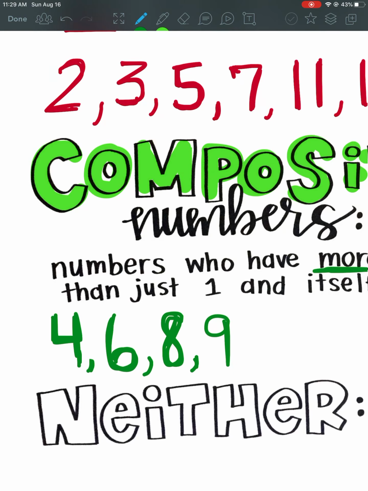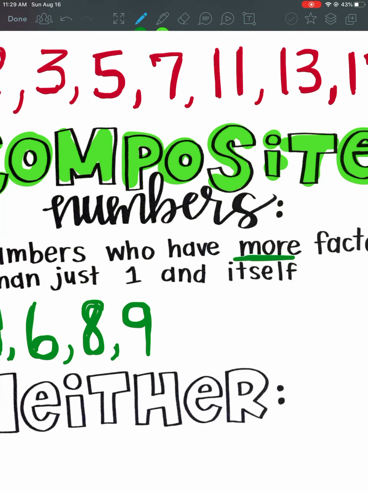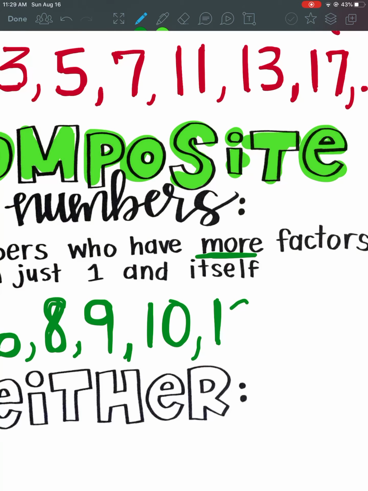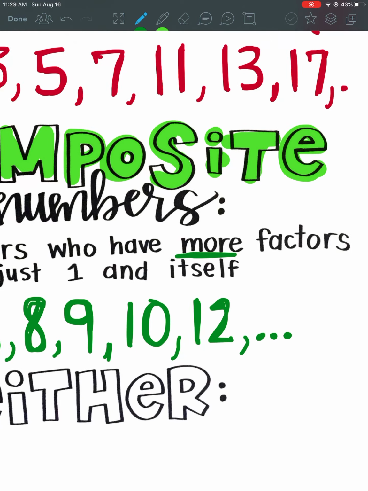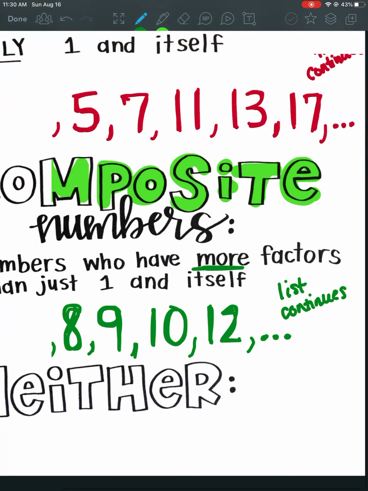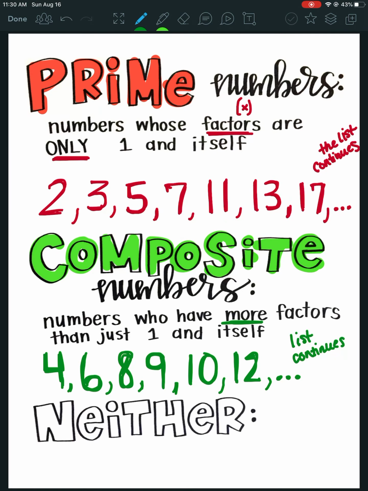9, I talked about this one when we talked about prime numbers. 9 we often forget about, but 3 times 3. 10 is even, so we can do 2 times 5. 11 is in our prime list. 12, and again, we can keep going and going. This list really is infinitely long as we go through all the numbers. So again, the list continues. This is not the full list. I'm just giving you an idea of what prime and composite numbers are.